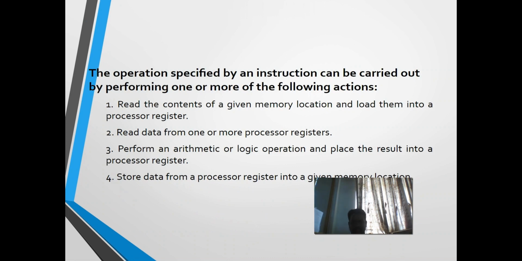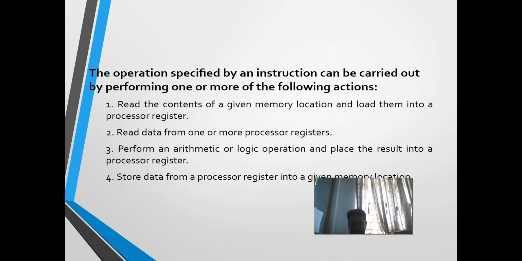So generally, any kind of instruction performs all these processes. First, read the content of a given memory location and load it into a processor register. So first, the processor reads the content from the memory location mentioned in the program counter and loads it into processor registers, R1, R2, R3 kind of registers.